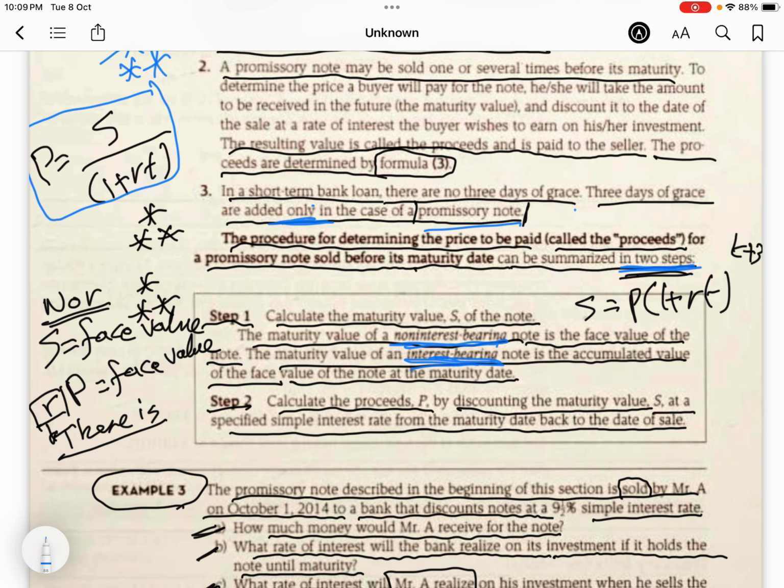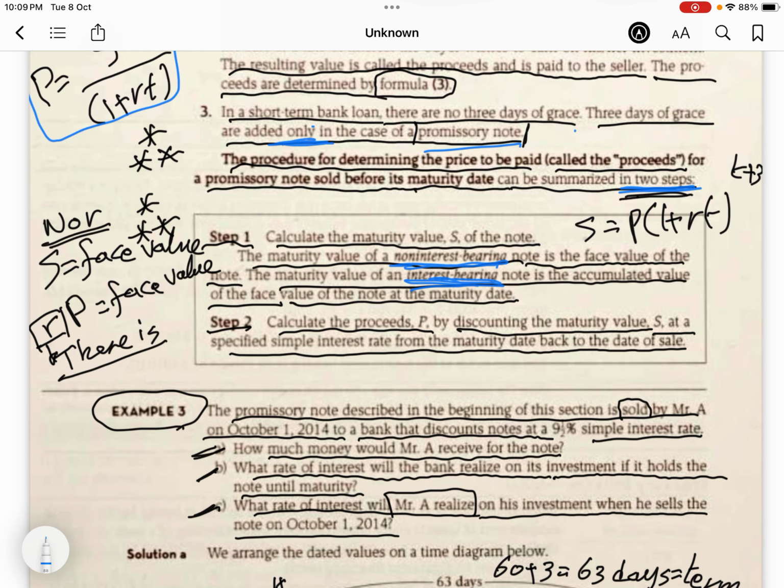Step 2. Calculate the proceeds B by discounting the maturity value S at a specified simple interest rate from the maturity date back to the date of sale. Here you will calculate B from this formula: B equals S over 1 plus RT, since they are discounted.